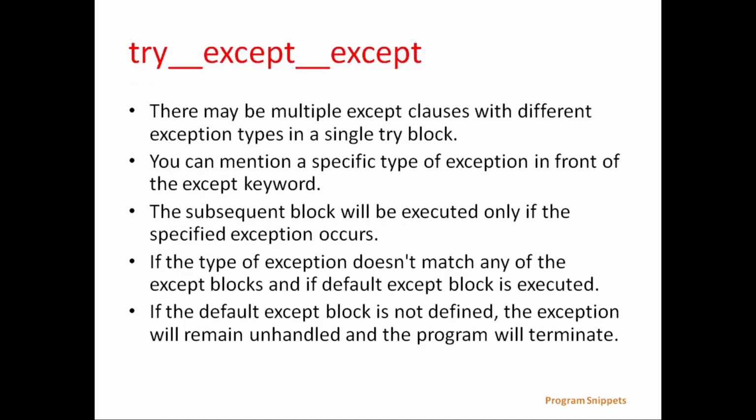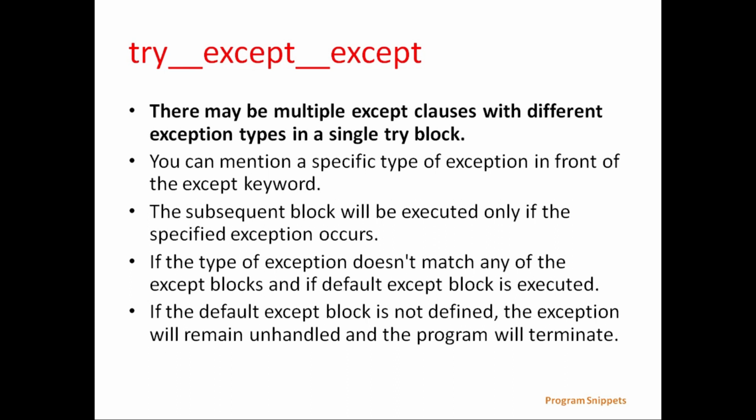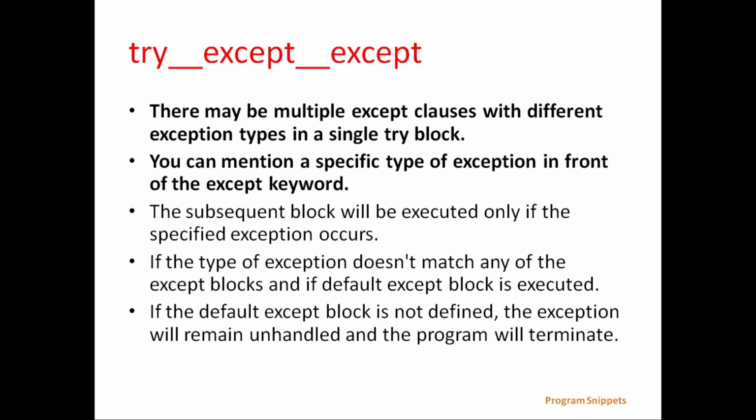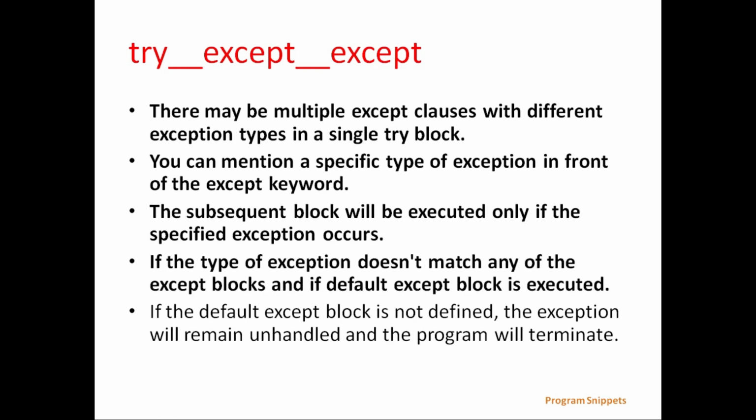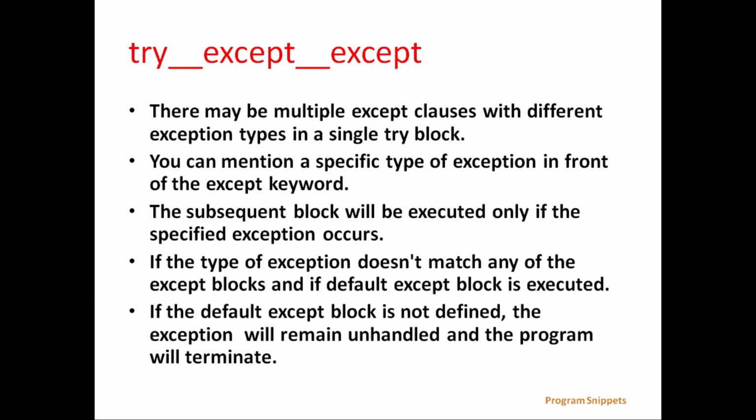Next is try except except. There may be multiple except clauses with different exception types in a single try block. You can mention a specific type of exception in front of the except keyword. The subsequent block will be executed only if the specified exception occurs. If the type of exception doesn't match any of the except blocks, the default except block is executed. If the default except block is not defined, the exception will remain unhandled and the program will terminate.